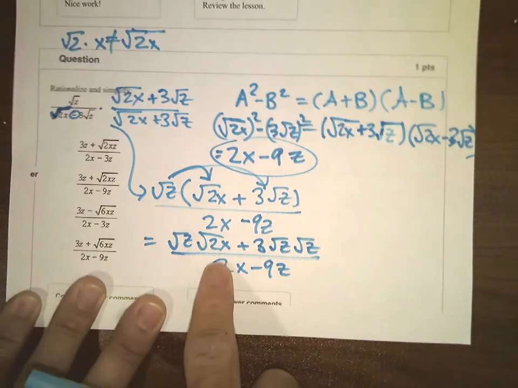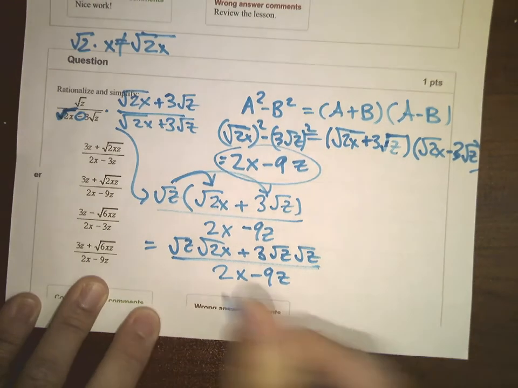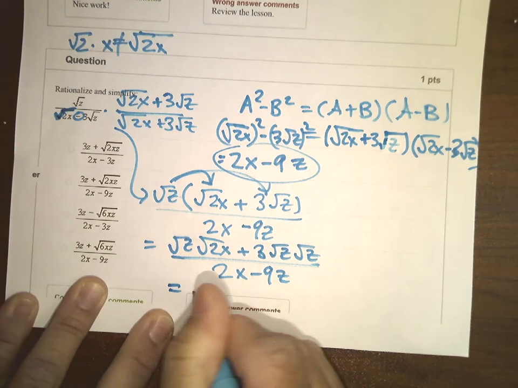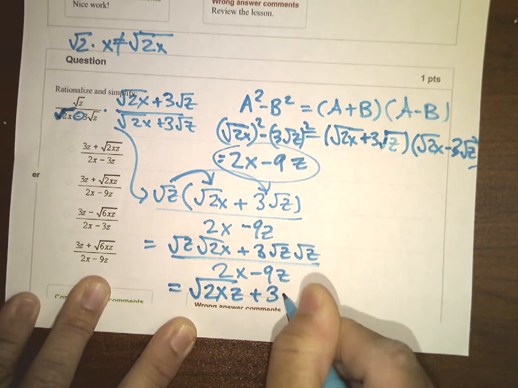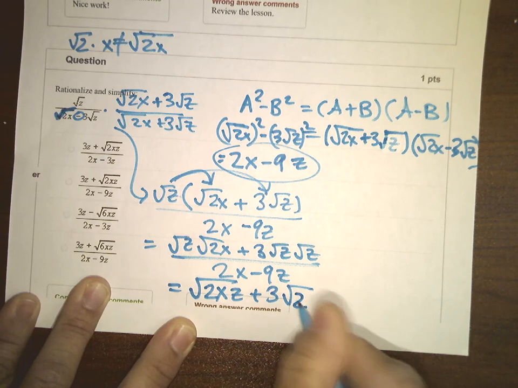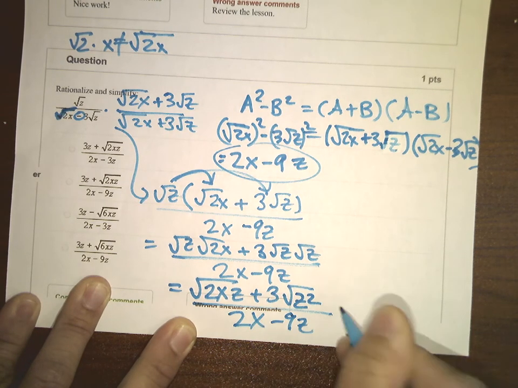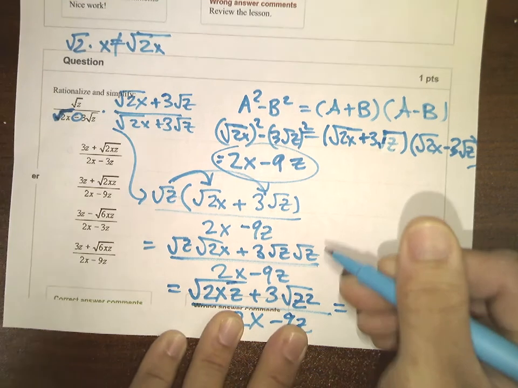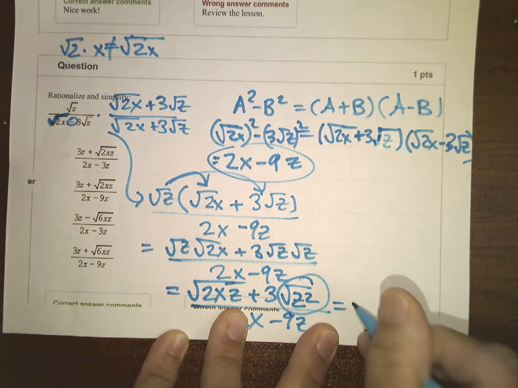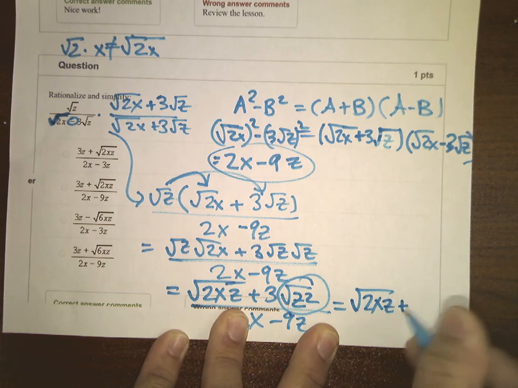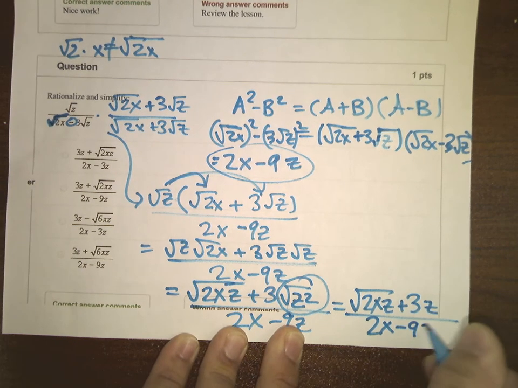Now, let's multiply what's under the square roots together. So z times 2x is going to be square root of 2xz plus 3 square root of z times z is z squared, all over 2x minus 9z. We can see that square root of z squared is just z, so we have square root of 2xz plus 3z all over 2x minus 9z.